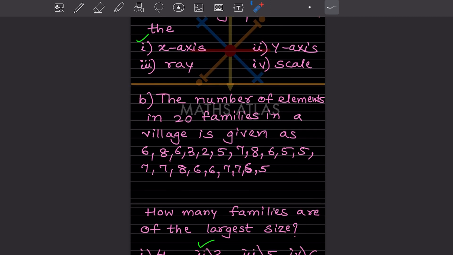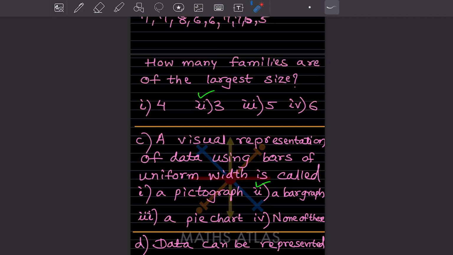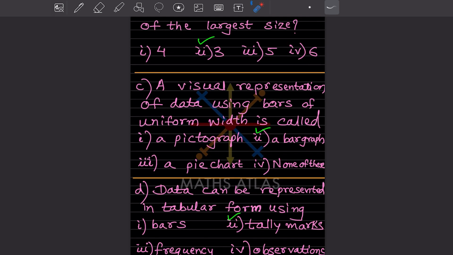The number of members in 20 families in a village is given as these numbers. How many families are of the largest size? Largest size means which is the largest number over here? That is 8. So 1, 2 and 3. So 3 families. A visual representation of data using bars of uniform width is called a bar graph.